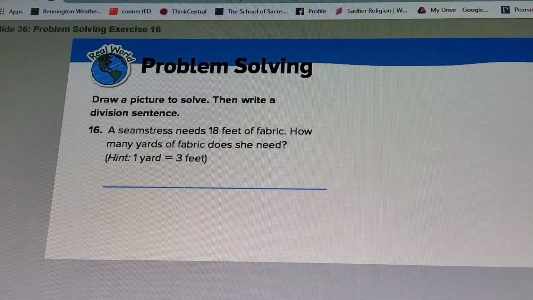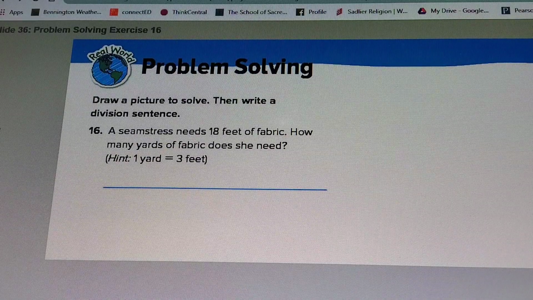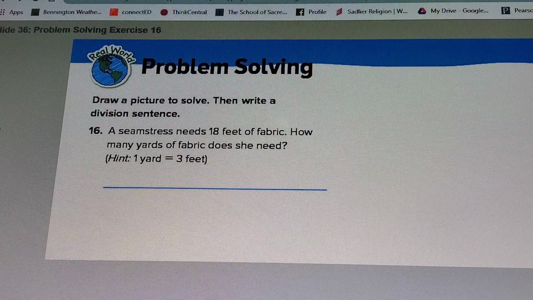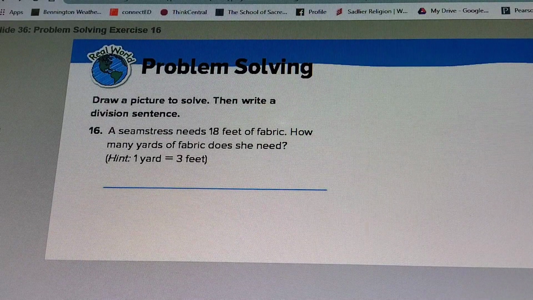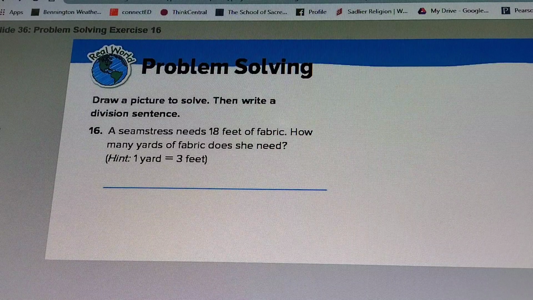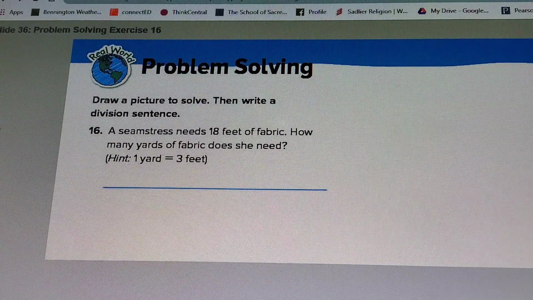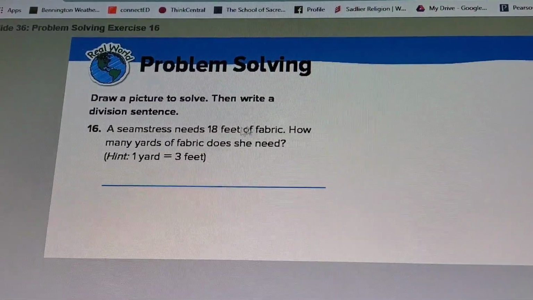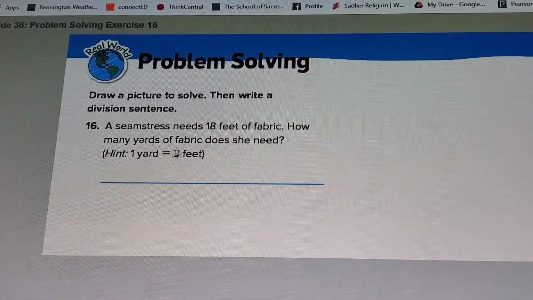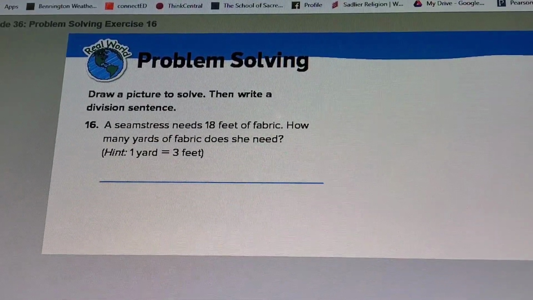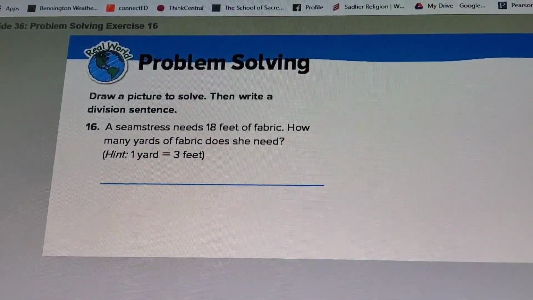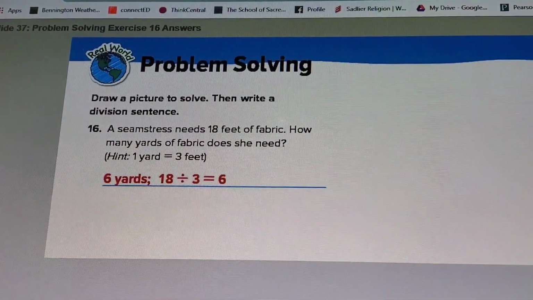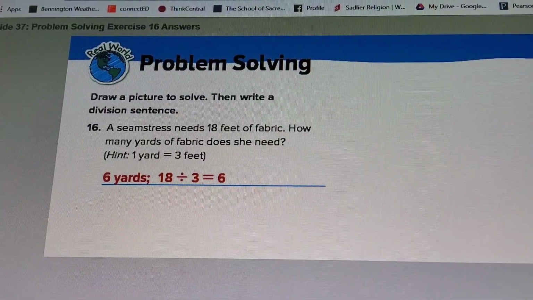Problem solving. Draw a picture to solve, then write a division sentence. Number 16. A seamstress needs 18 feet of fabric. How many yards of fabric does she need? Hint, 1 yard equals 3 feet. So if you have 18 feet of fabric and 1 yard equals 3 feet, you will have 18 divided by 3 equals 6. She will need 6 yards of fabric.